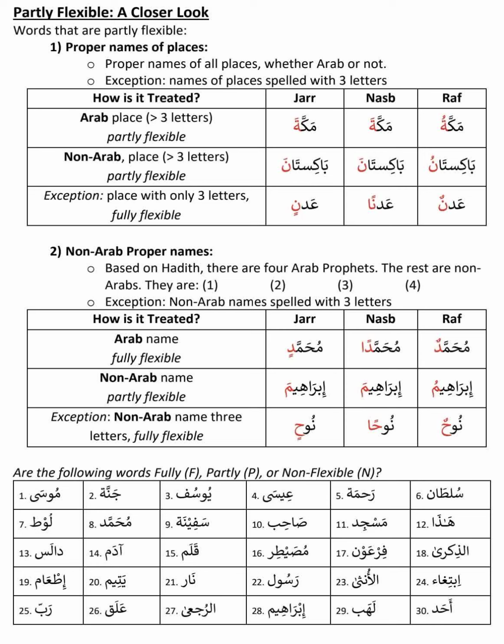So the idea is very simple. If it is a place name or a non-Arab name, they are considered partly flexible, and the exception given is if it is a 3-letter word, then even though it is a place name or a non-Arab name, they will become fully flexible because they have only 3 letters. This is how it is. Don't ask me why it is like that, because that's how the language developed.